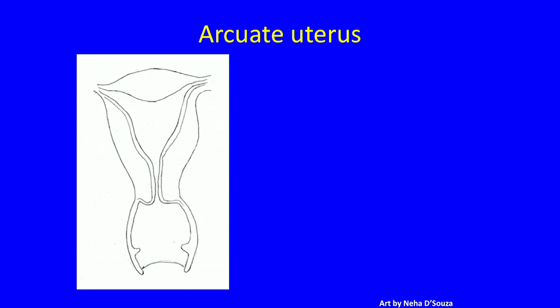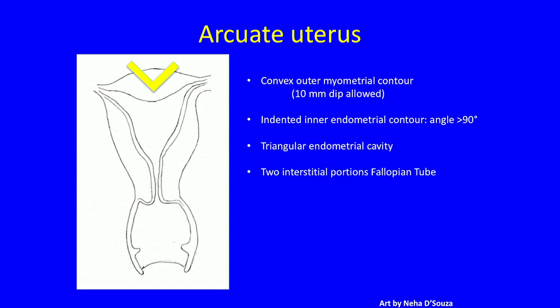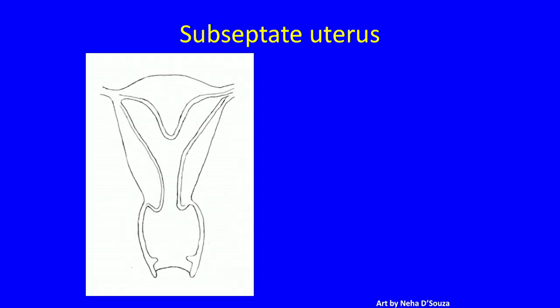In an arcuate uterus, you get a little dip here at the fundus, and this has to be an angle of more than 90 degrees. So still you have a convex outer contour, but a slightly indented inner endometrial contour, and that angle is more than 90 degrees. The yellow angle you can see is 90 degrees, and if it's more than 90, that's an arcuate uterus. You still have a triangular cavity, and you still have two interstitial portions of the fallopian tube.